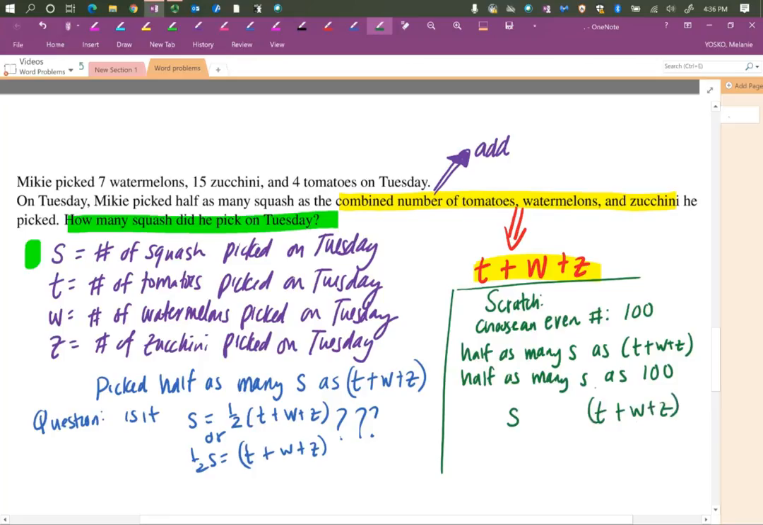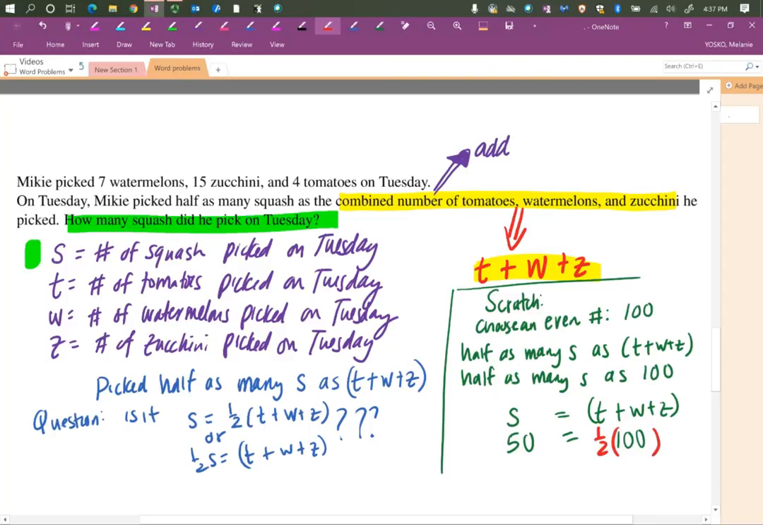Half as many S as 100. Well, that's half of 100, right? So if T plus W plus Z is 100, half of 100 is 50, right? Put an equal sign there. Which side gets the 1/2 power? Do I put the 1/2 here? Is that a true statement? Nope.